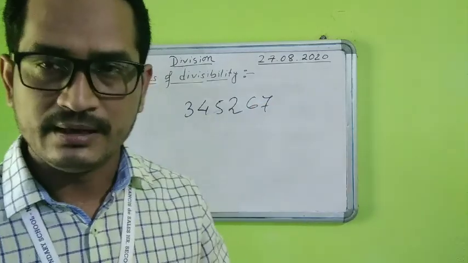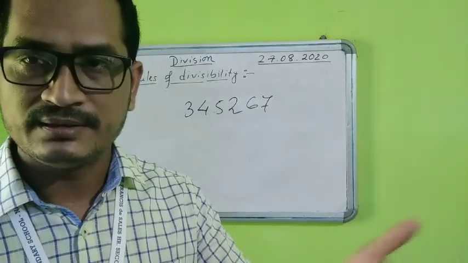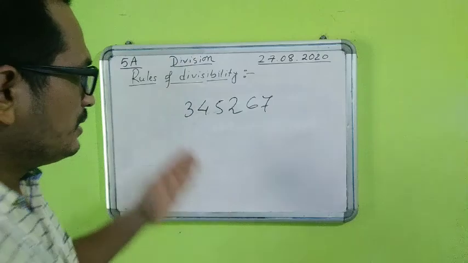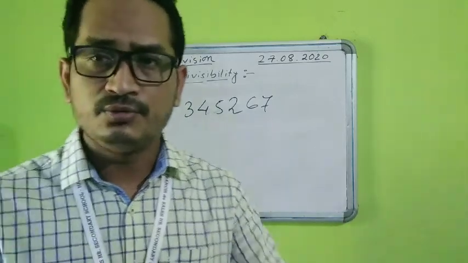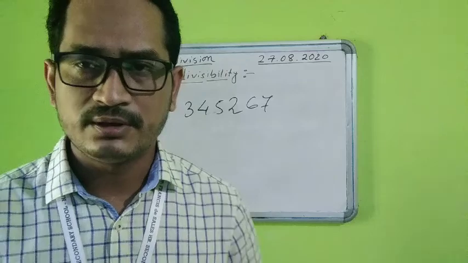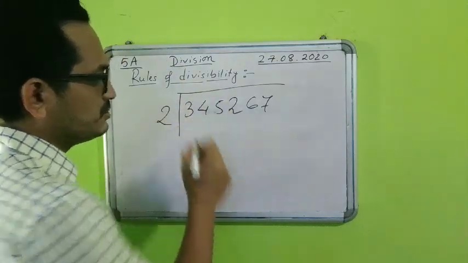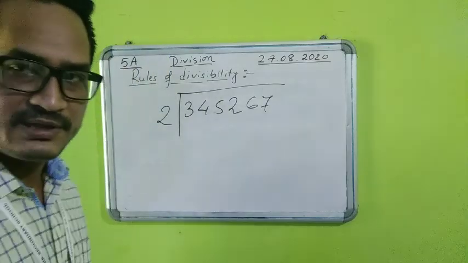If the remainder is not 0, and some other number is coming, then we will say it is not divisible by 2. Now, how can you say whether it is divisible by 2 or not? First of all, you write this number and start dividing by 2, isn't it?